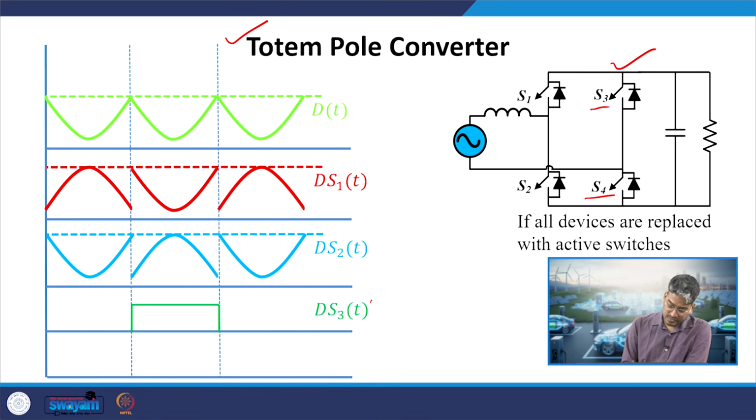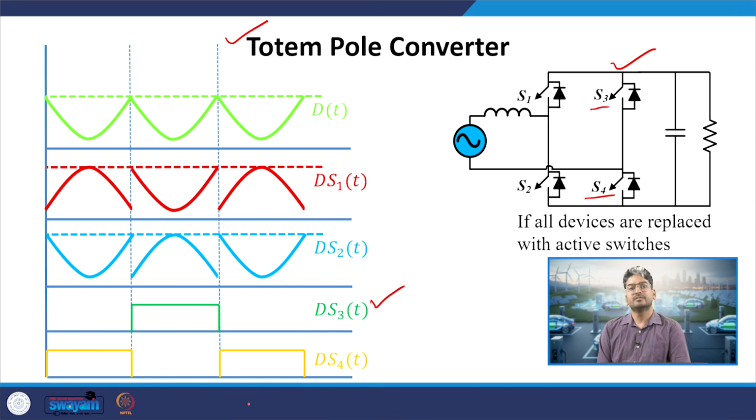So, this is the pulse for your switch 3, which is on for an entire half cycle, that is the negative half cycle, whereas switch 4 is on for the entire positive half cycle. Okay. So, although we have replaced the diodes with switching devices, we are not operating them at high frequency, whereas switches 1 and 2 are operated at the high frequency. We have maintained the line frequency operation for S3 and S4, or the leg 2.